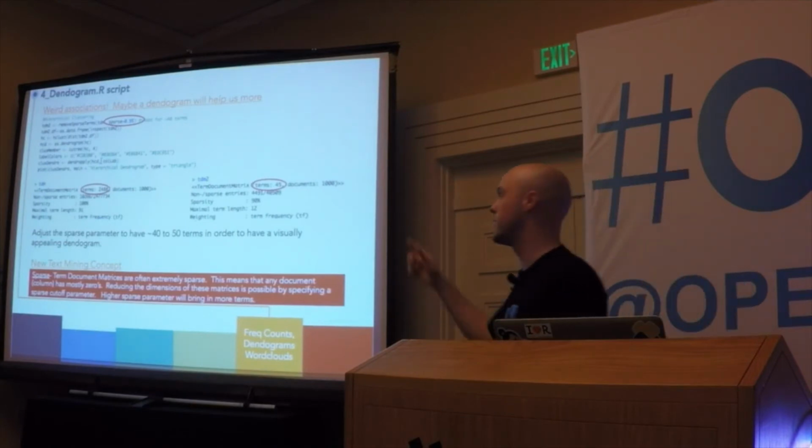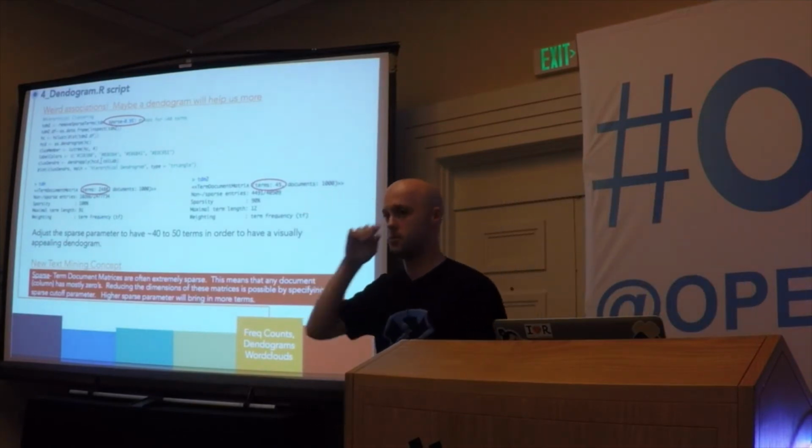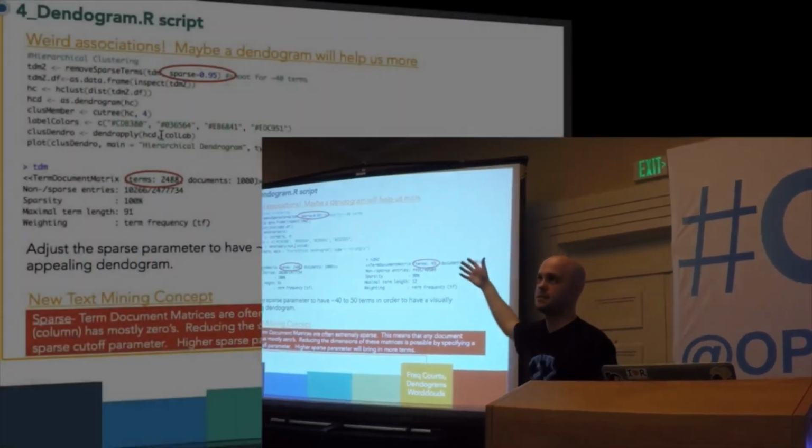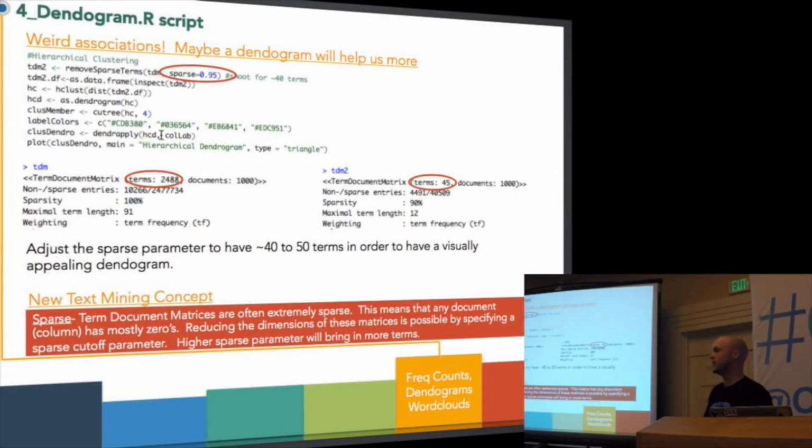I can't stress enough how often you have to tune that sparse parameter. It goes out like 6 decimal points. And like I said, shoot between 40 and 50. Anytime you get beyond that, it starts to get really cluttered, very difficult to deal with. And then, again, sparse means that it's mostly zeros.